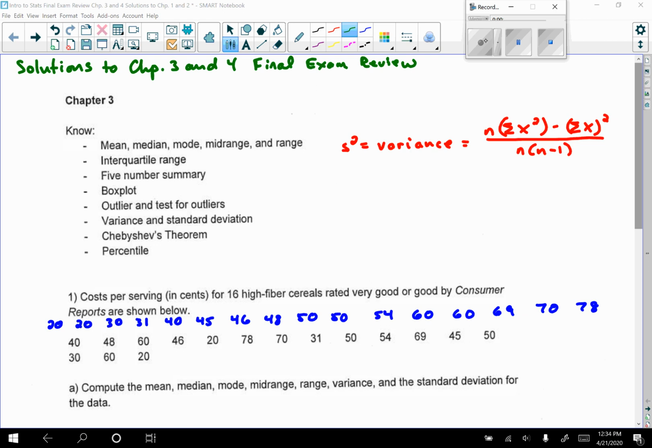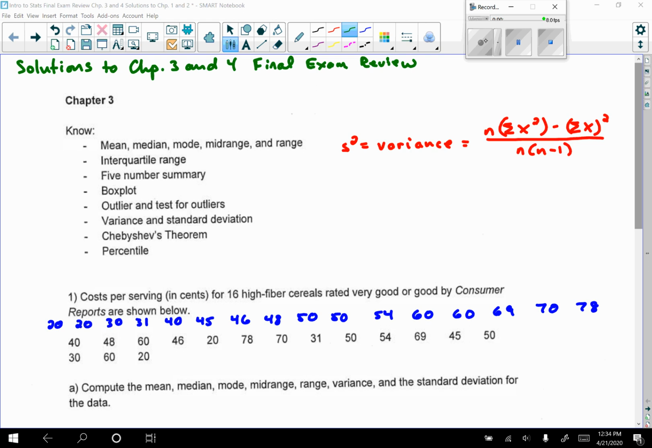These are the solutions to chapters 3 and 4, the final exam review. So we have to go back into our notes and look up some formulas. So for chapter 3, and I will be giving you guys a formula sheet to use on the final exam, even though you can look things up, at least everything will be in one place.